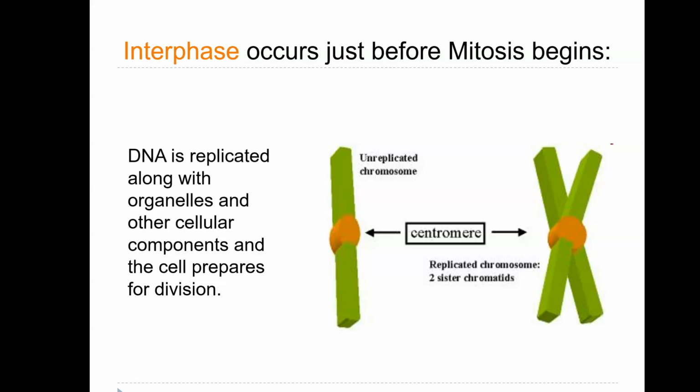So during interphase, what happens is that the DNA, so this is an unreplicated, this is a very simplified diagram of a chromosome. It's unreplicated, it's a single-stranded chromatid. And so what happens is that the DNA, which makes up that chromatid, is duplicated or replicated along with the organelles and other cellular components, and the cell basically prepares for cell division. So this is now what you have at the end of interphase before mitosis. You have those chromosomes that are duplicated. And these are two sister chromatids. They're identical to each other.